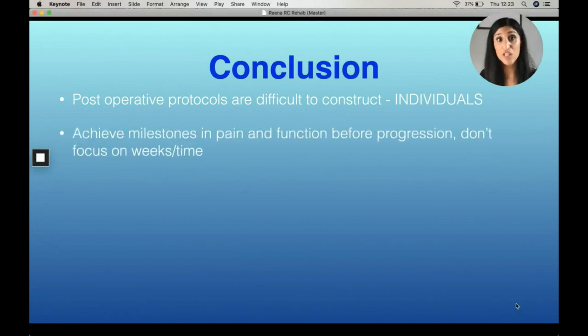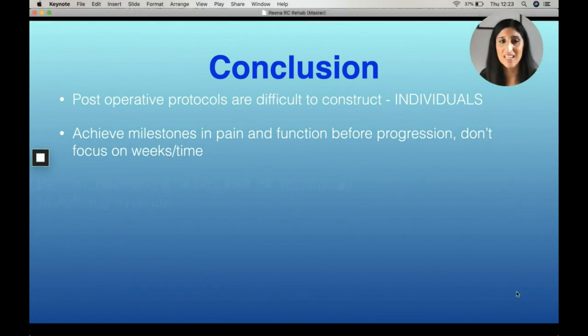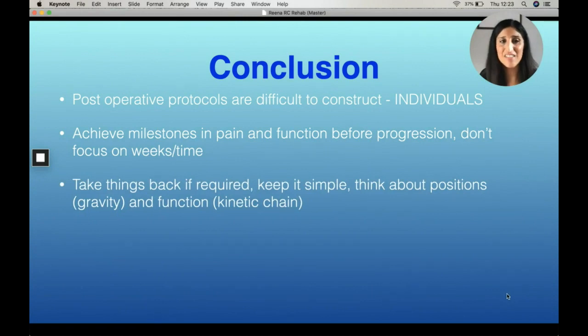I think we should look to achieve milestones in pain and function before progression and not focus too much on weeks and times. And you can see that I've purposefully left off timescales on these exercises. And then lastly, physios are really good at this. Take things back if required.